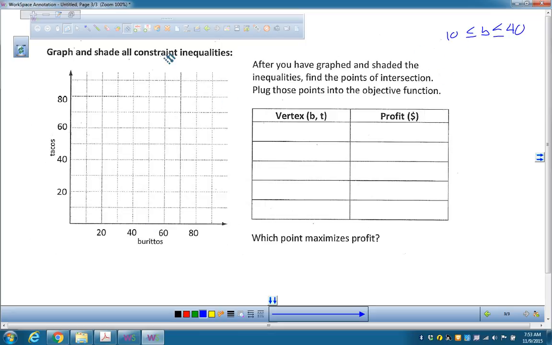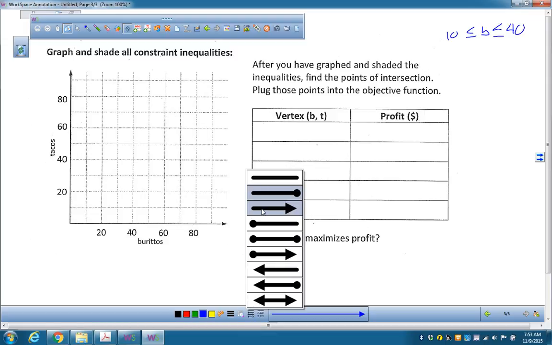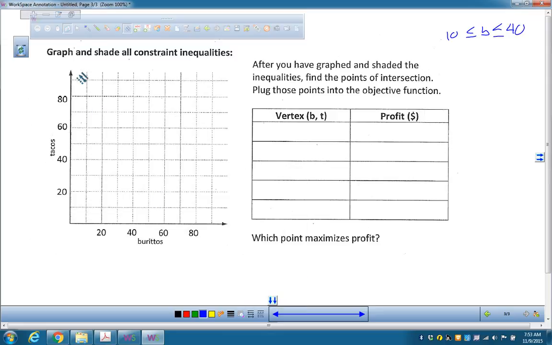So you're going to put one vertical line at 10, and we could put arrows on both ends. So a vertical line at 10, going from here to here, okay? And we don't really have to worry about negative values because you're not going to have negative tacos or negative burritos. And then you have a vertical line also at 40, like this. Okay? And I'll show you what we're going to do with this in a minute.